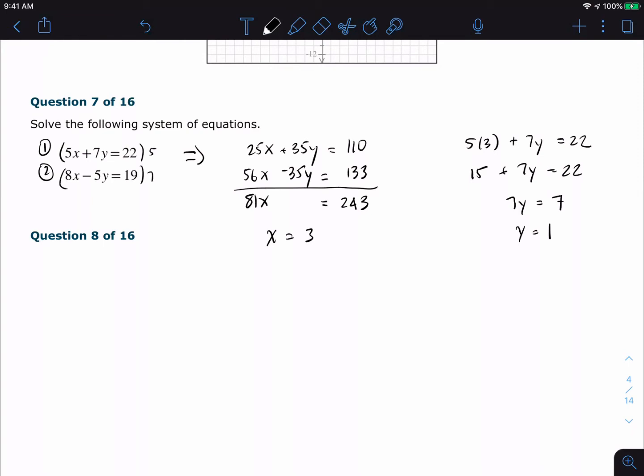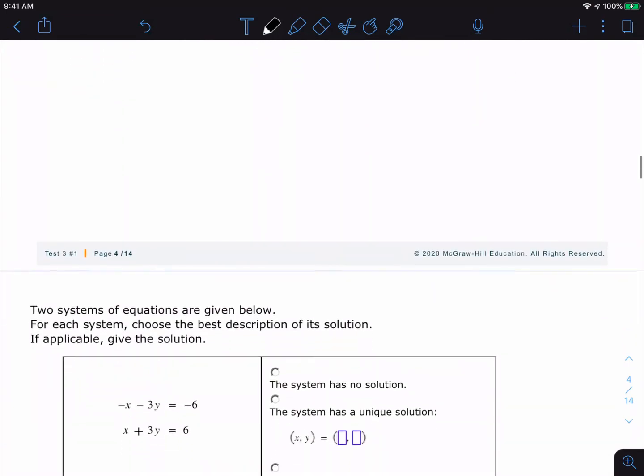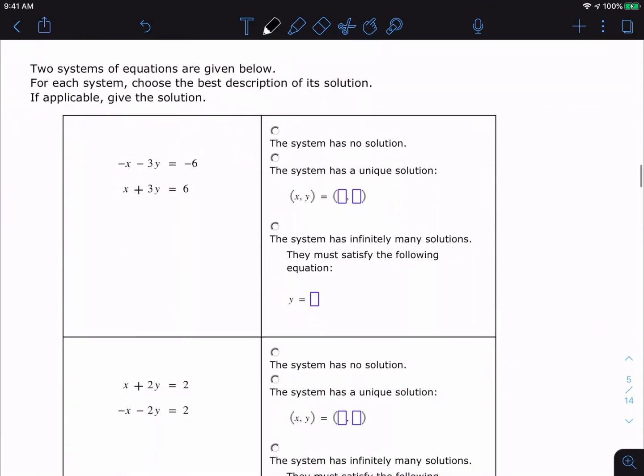Okay. Let's go on to number 8. And now what they're trying to do here is, let's see what happens. So this first one's awesome. Let's just add them because it's already set up. So what's going to happen here is I'm going to get 0 plus 0 is equal to 0. So you guys tell me, when is 0 equal to 0?